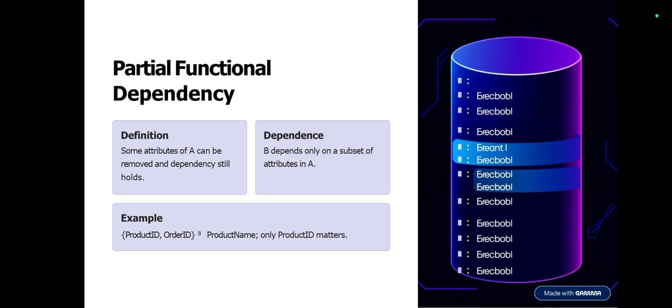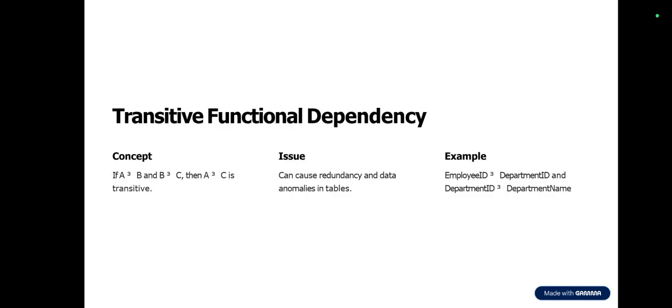And why is it important? Partial dependencies indicate unnecessary repetition. Removing them is essential to move from 1NF to 2NF. Means we can convert our table from 1NF to 2NF. So next is transitive functional dependency. The concept is if A determines B and B determines C, then A automatically determines C, which is a transitive functional dependency. What are the issues in this dependency?